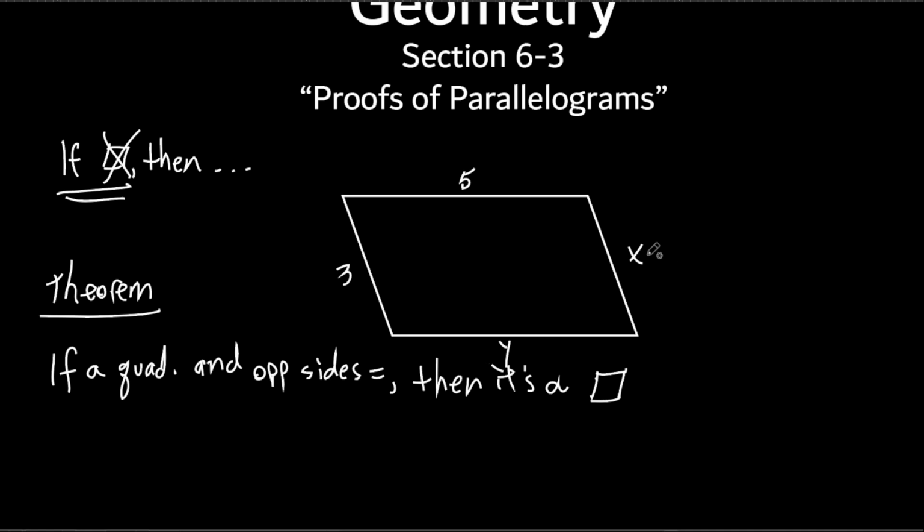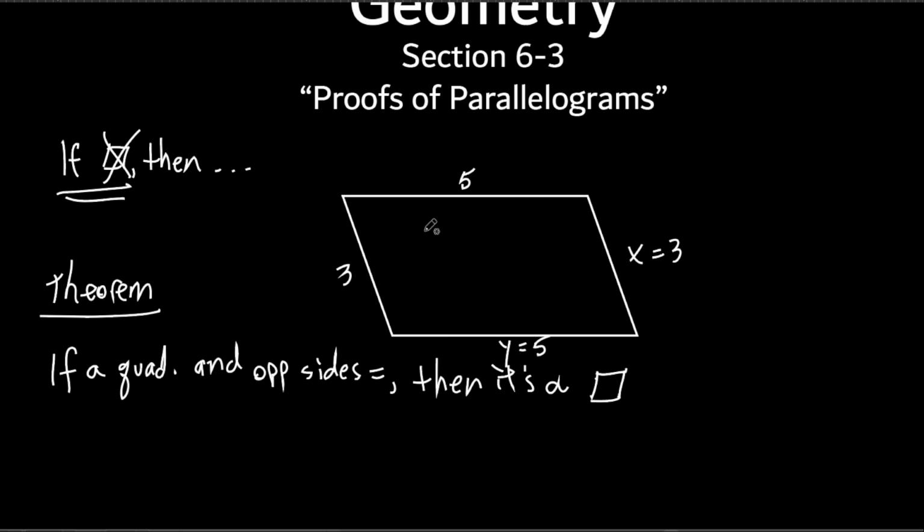Yeah. Exactly. So X must be equal to 3, and Y must be equal to what? 5, in order to make that into a parallelogram. Okay, do you see the difference? It's a slight difference. It's a subtle difference from what we've done before.